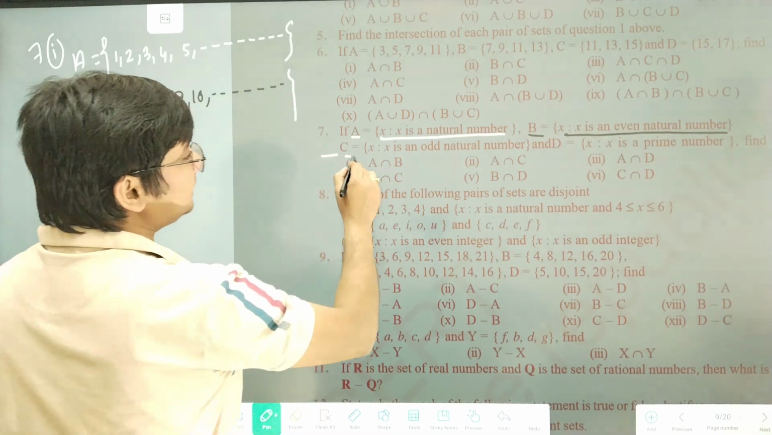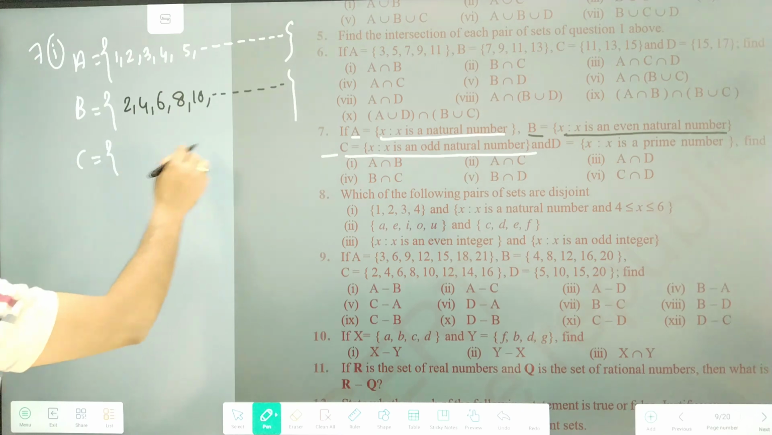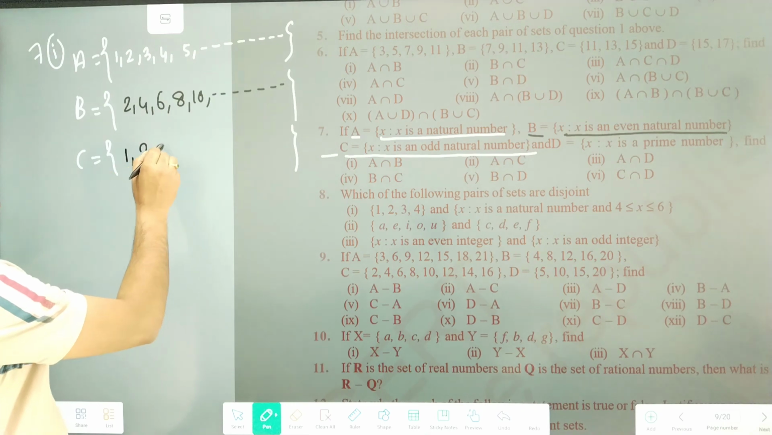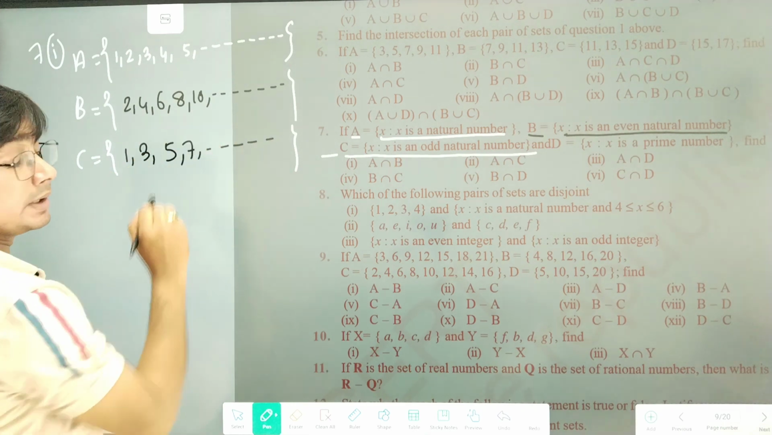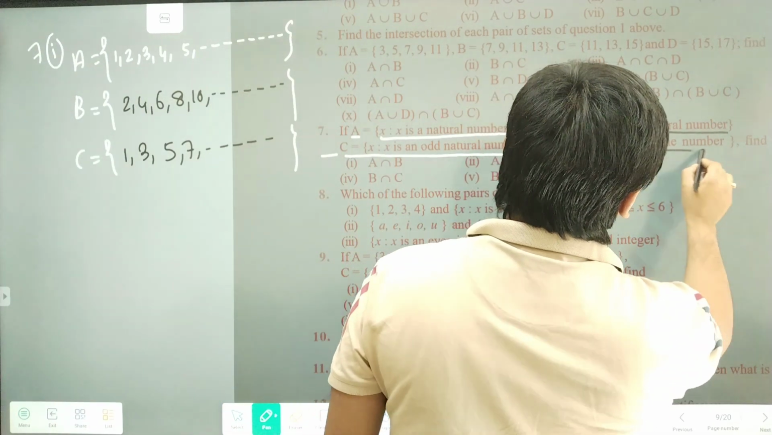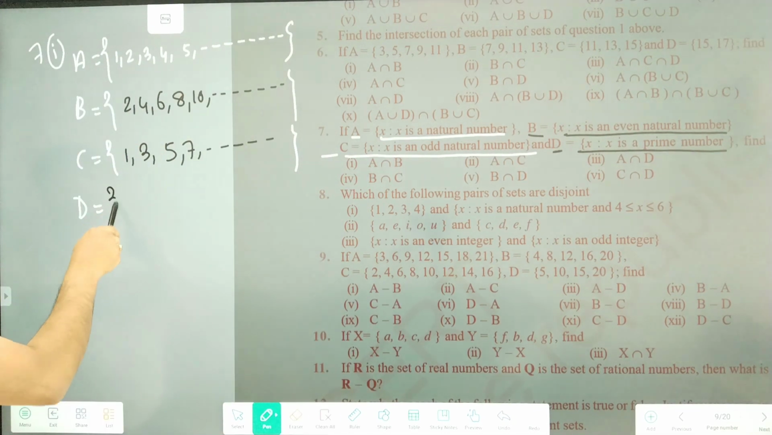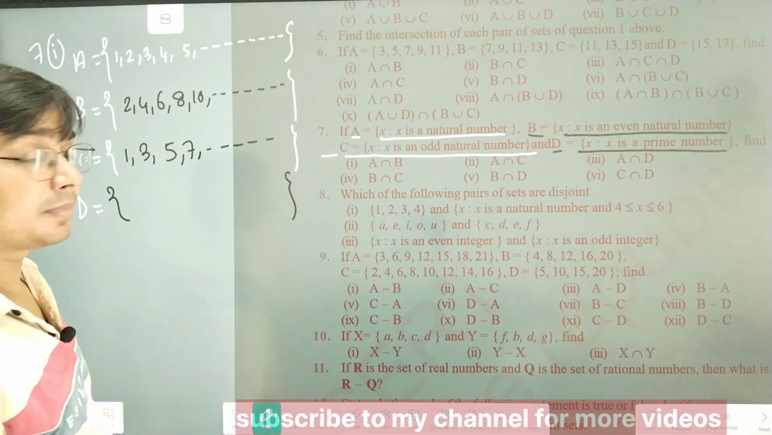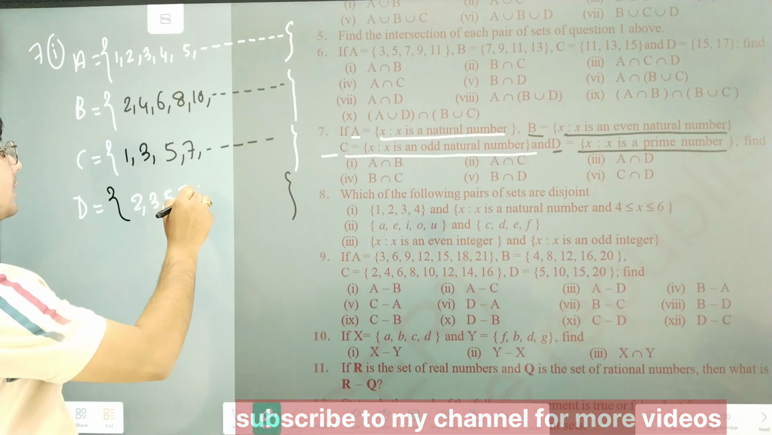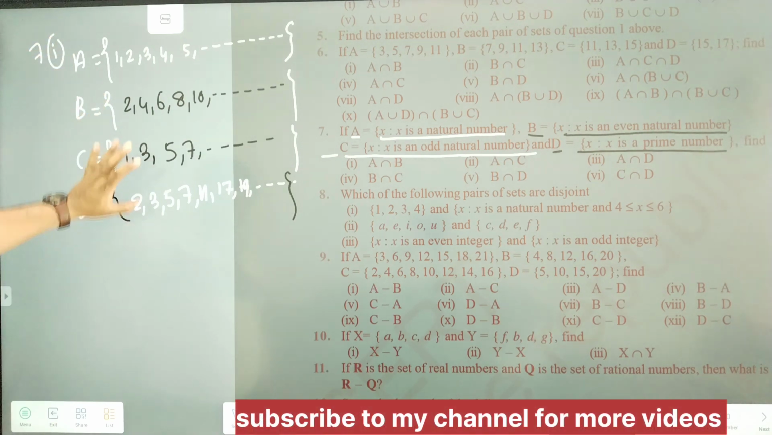And here you see C, x is a what natural number? That means the C will contain here what natural number? That means odd natural numbers, 1, 3, 5, 7 and so on. Okay, now in the set D here, x is a prime number. Yes, so you see what will be D here. D will consist of all the prime numbers, and which are the prime numbers, guys? 2, 3, 5, 7, 11 and so on. So these are the sets A, B, C, D here.